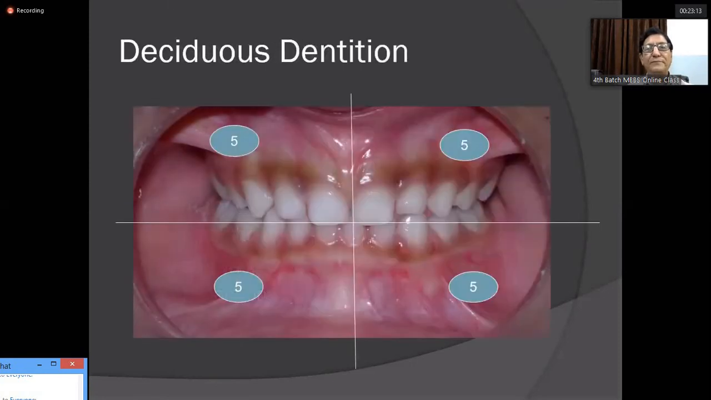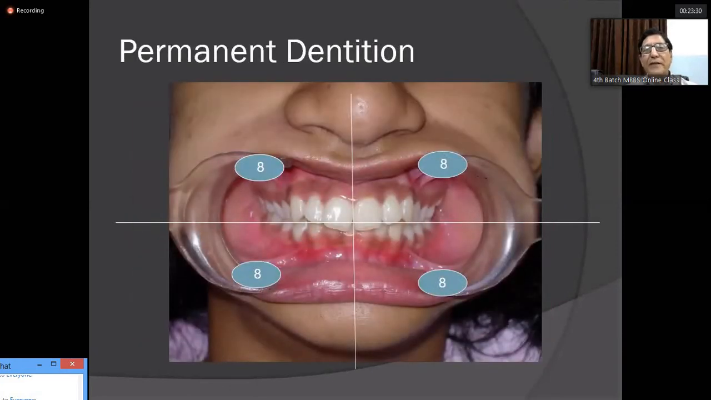Okay. Now coming back, as I mentioned earlier, we have 4 quadrants. If you talk about the deciduous dentition, you have four quadrants. In each quadrant, you have altogether 5 teeth, together 20 teeth. Okay. And then in the permanent dentition, we have 8 teeth in each quadrant, and altogether 32. Now these days, the tendency is toward 28.